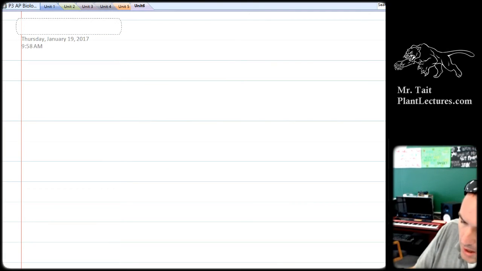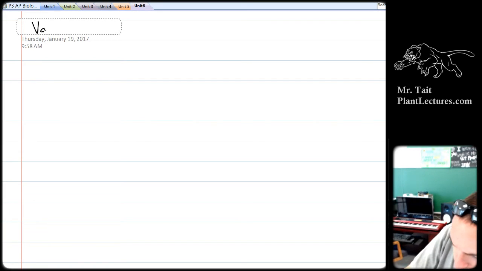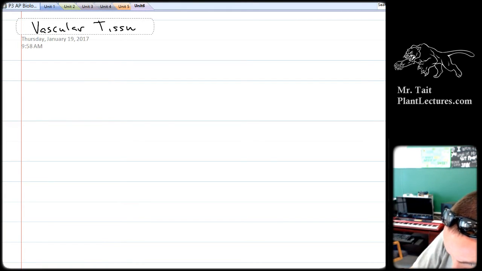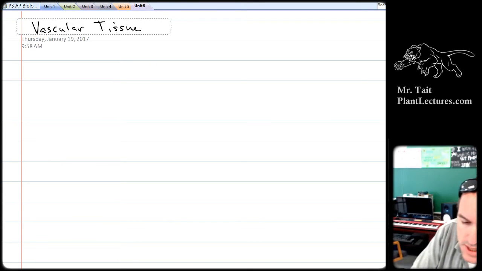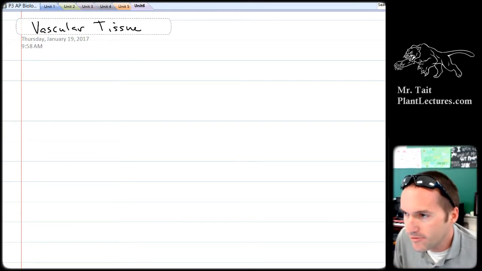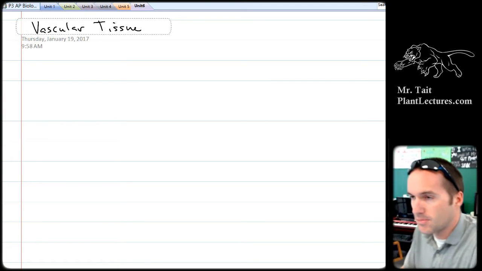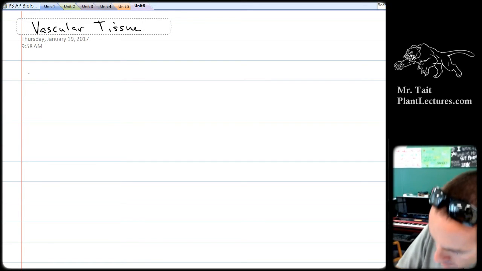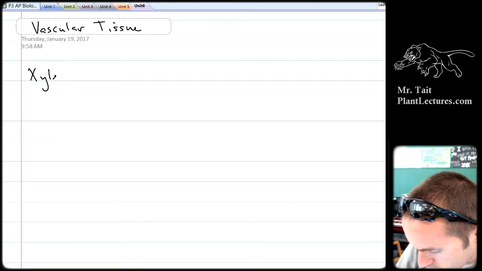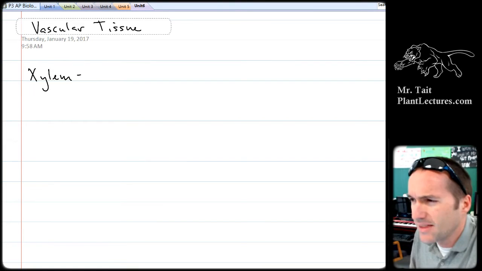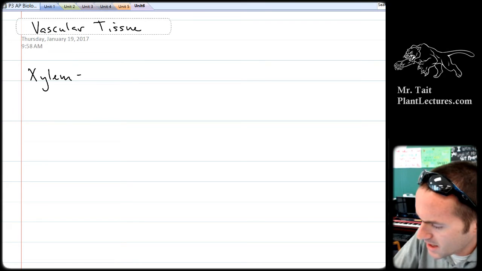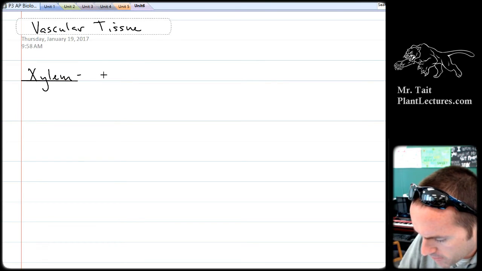Okay, let's talk about vascular tissue, because this is one of those things that you absolutely have to understand. In order to understand the mechanisms of plant hormones, you have to understand how the vascular tissue allows for things to be moved throughout a plant. Okay, there's two types of vascular tissue. There's xylem and there's phloem. Today we're just going to talk about xylem, and then tomorrow we'll talk about phloem.